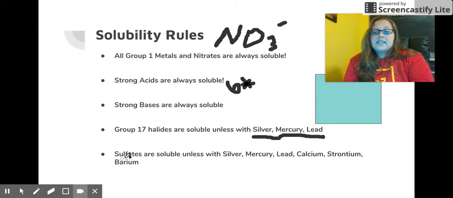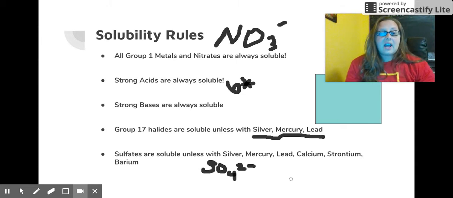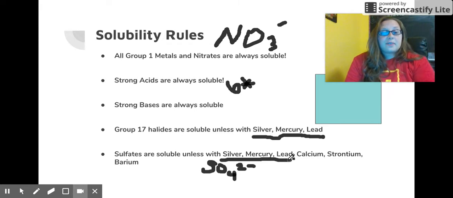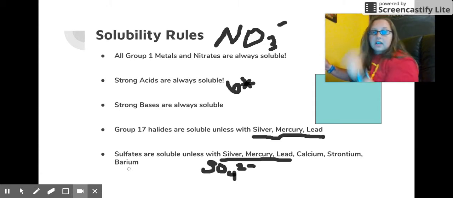The last one is sulfates. Now, sulfate is another ionic compound. That's SO4, let me see if I can draw that here, SO4 with a 2- charge. So anytime you see sulfate in an ionic compound, it is soluble unless it is with the 3 we just talked about, silver, mercury, and lead, and there are 3 others: calcium, strontium, and barium.